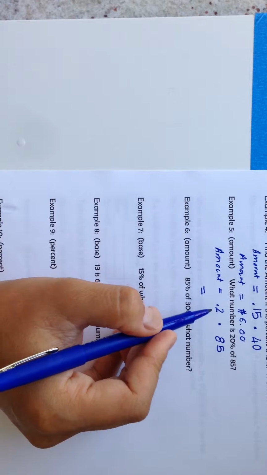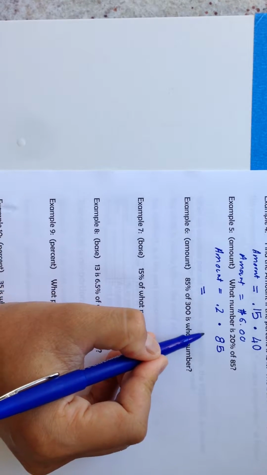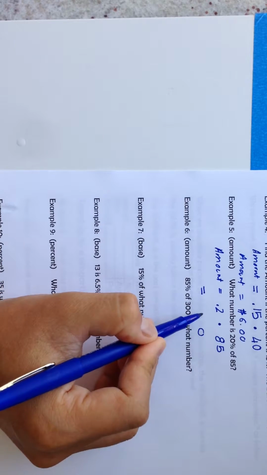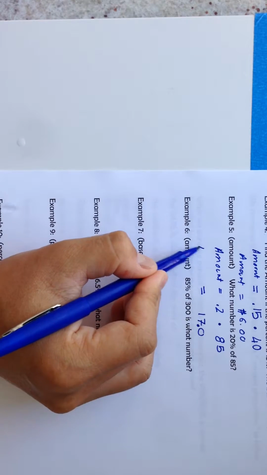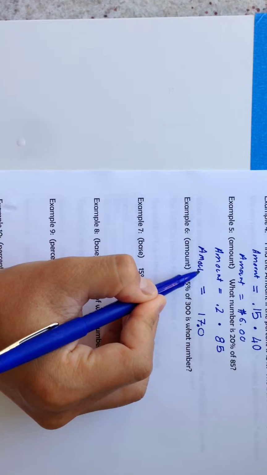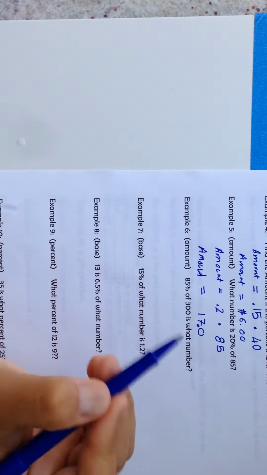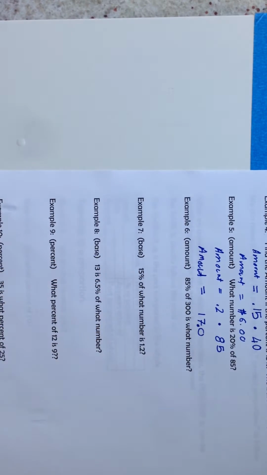So let's go ahead and do the math. 2 times 5 is 10. 2 times 8 is 16, 17 with one decimal point here. So you save $17 on the transaction because you had a 20% coupon.